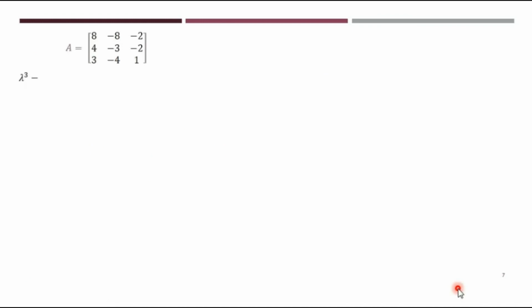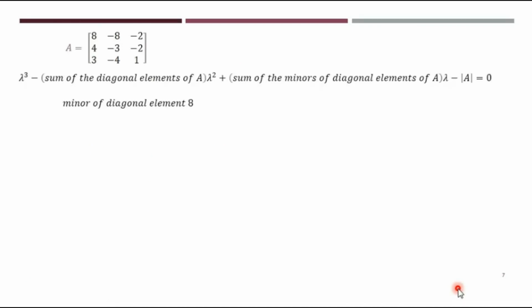This was the given matrix and we have this formula. Now, the diagonal elements we can write directly: 8 - 3 + 1. Now we have to calculate the sum. Sum of what? Minors of the diagonal elements of A.